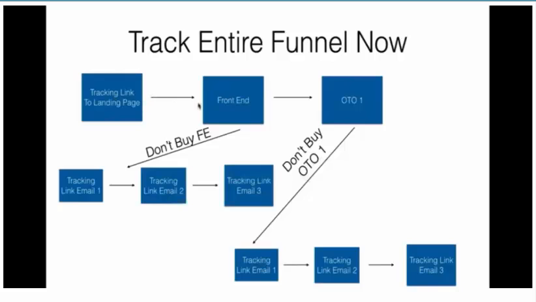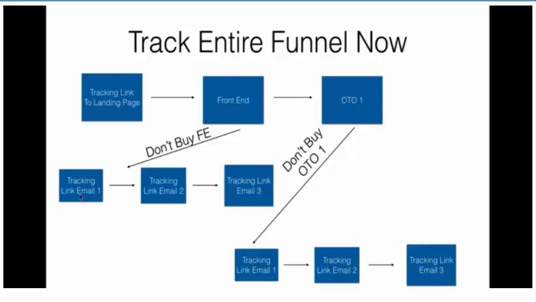So Magick will then keep track of your stats for your front end and your OTO, and it will also still track your email follow-up series, whether it's the email follow-up series that points back to the front end, or if you have a separate email follow-up series for people who purchased the front end but didn't buy the OTO, and you put them on a different list and follow up with them to bring them back to OTO1, you can even have tracking links for this too, and Magick will track all of this.